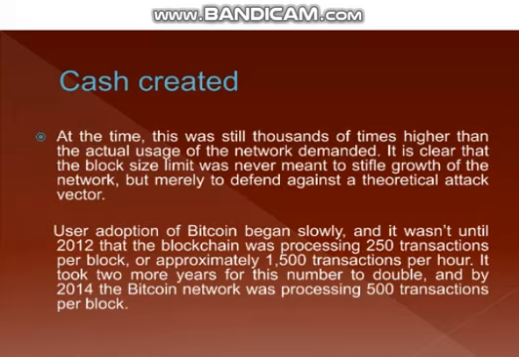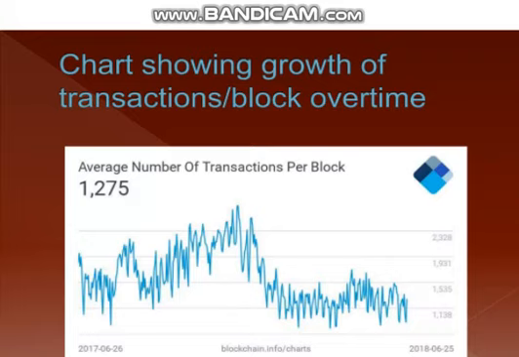User adoption of Bitcoin began slowly, and it wasn't until 2012 that the blockchain was processing 250 transactions per block, or approximately 1,500 transactions per hour. It took 2 more years for this number to double, and by 2014 the Bitcoin network was processing 500 transactions per block. Chart showing growth of transactions per block over time.